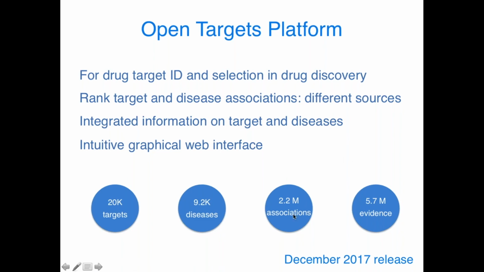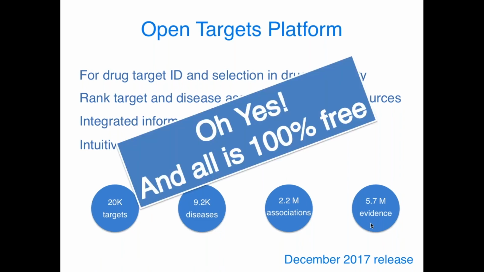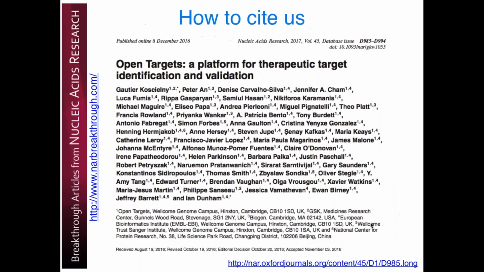So here I just show the latest stats on our December release. There are loads of different types of data there, and if you want to get hold of the millions and millions of associations or the millions and millions of pieces of evidence, the best way to do so is through our data dumps. And just a reminder that everything is 100% free to use.